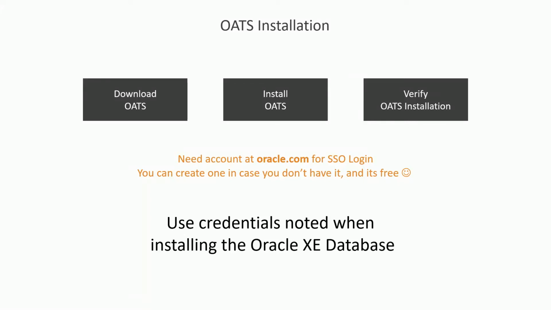Now let's get into the OATS installation part. Similar to the Oracle XE database, we will first download OATS, then install it, and also verify if OATS has been installed properly or not. As we are going to download this from the same oracle.com portal, we also need to have an account in oracle.com.